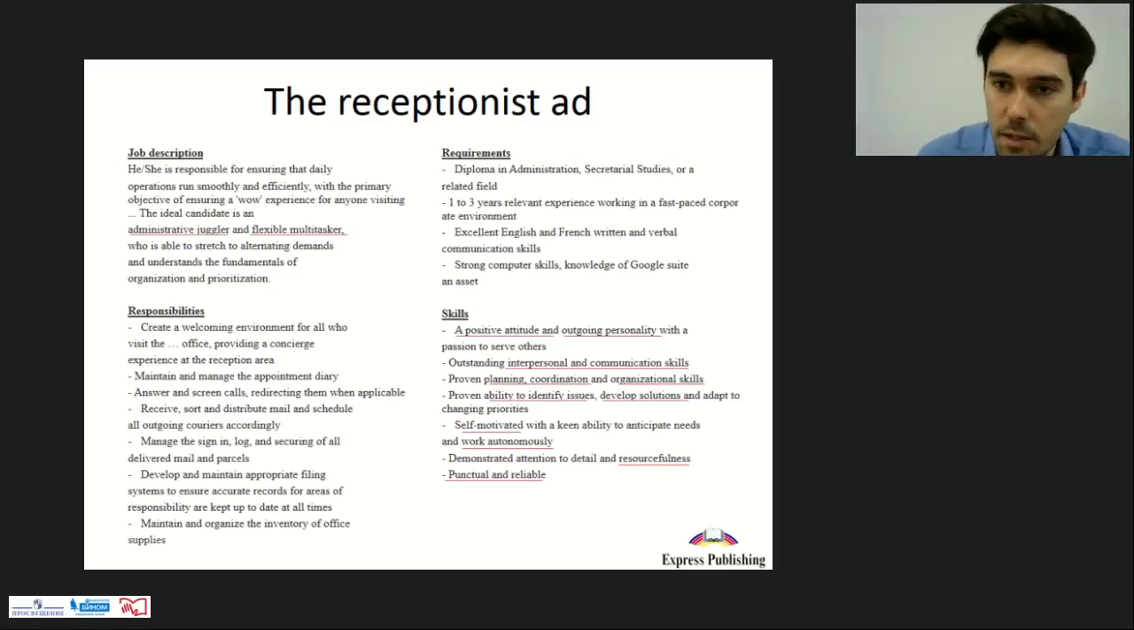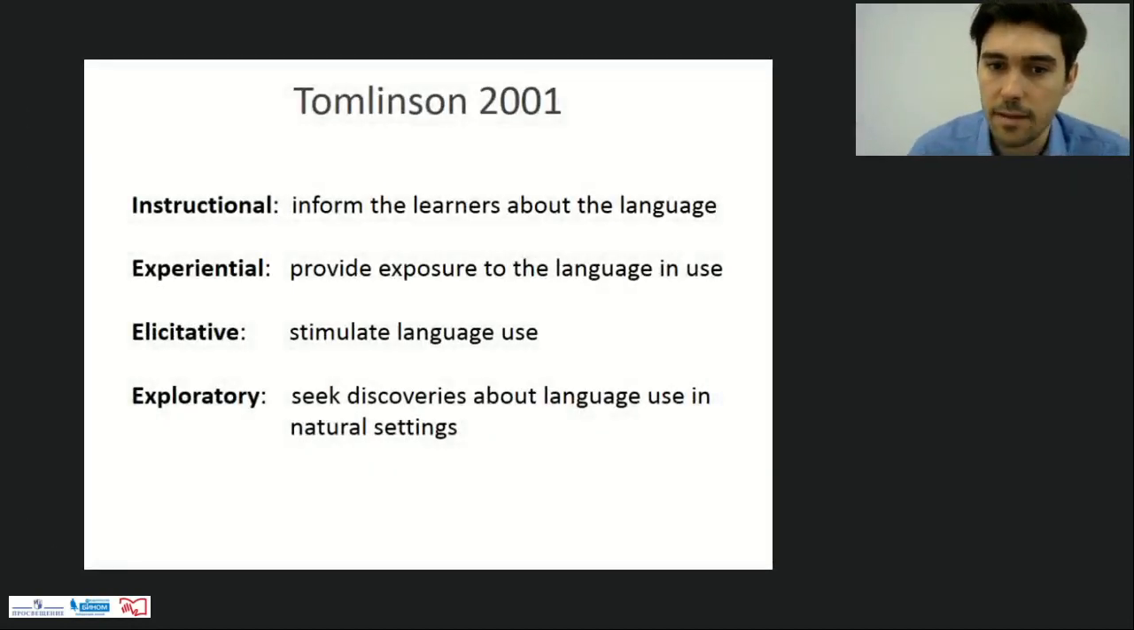So we've looked a lot at the general theory of ESP and how it can affect different employability skills. We're going to move into the final part of the webinar, and we're going to be looking at how we can develop these employability skills inside our ESP classroom. To do this, I've borrowed some theory from Tomlinson, 2001, and he gives a general outline on how ESP materials can help develop our learners.